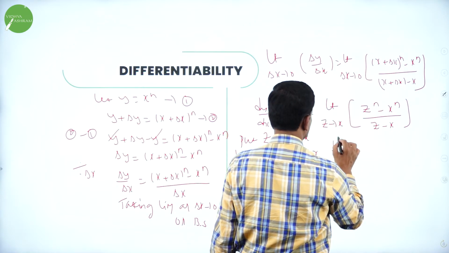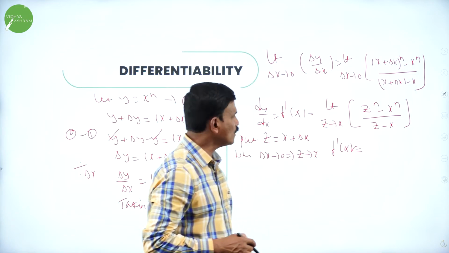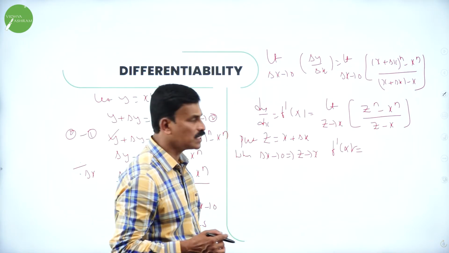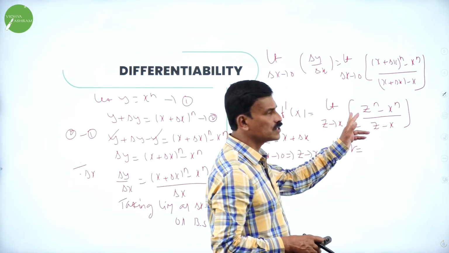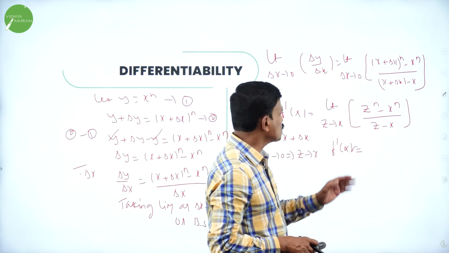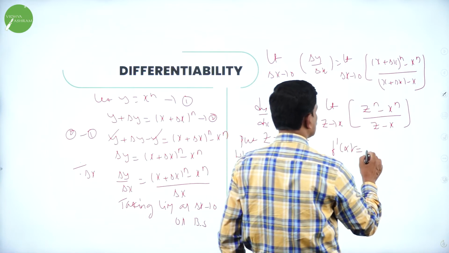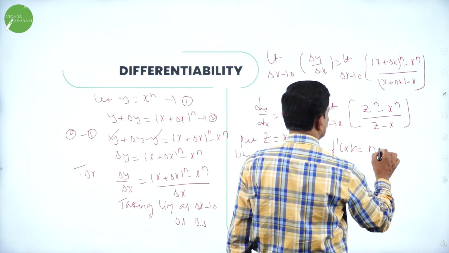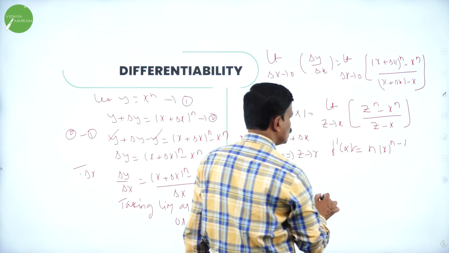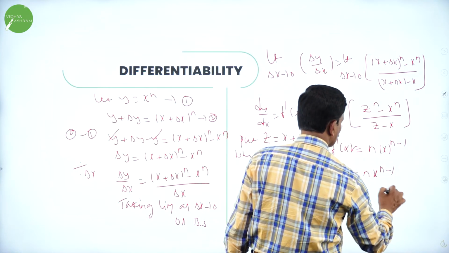Now this is nothing but f dash of x, which is of the form limit x tends to a of (x raised to n minus a raised to n) divided by (x minus a). So this can be written as n into x to the power of n minus 1. Therefore f dash of x is equal to n x to the power of n minus 1.